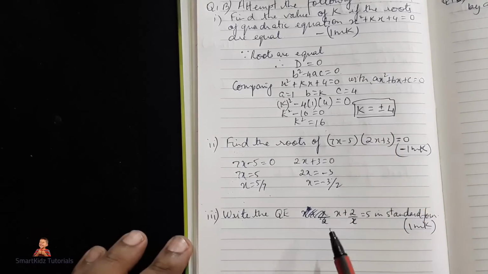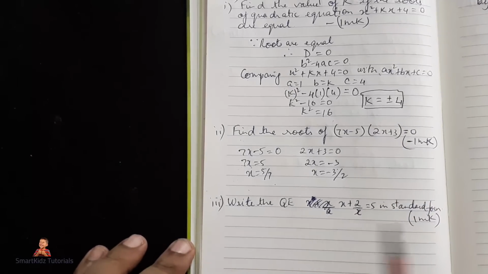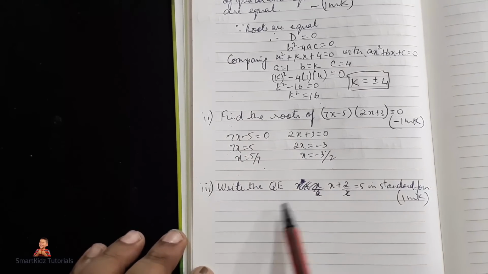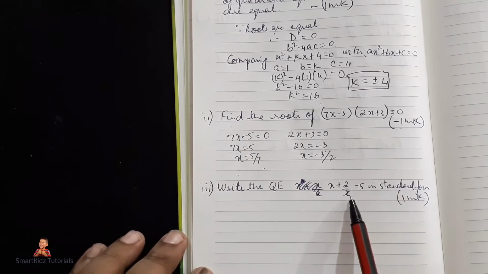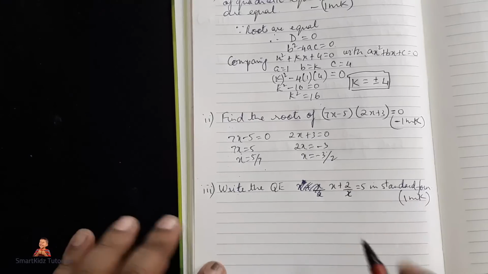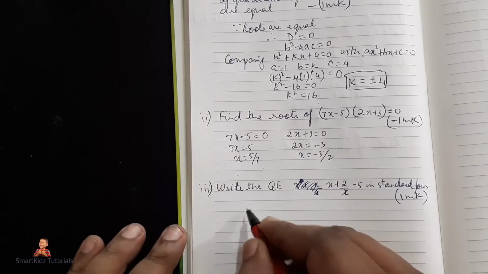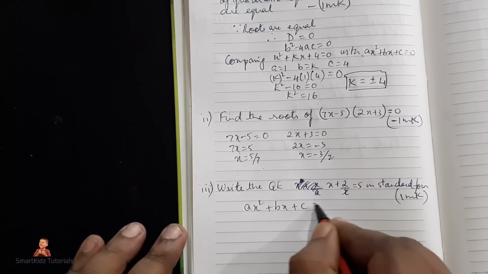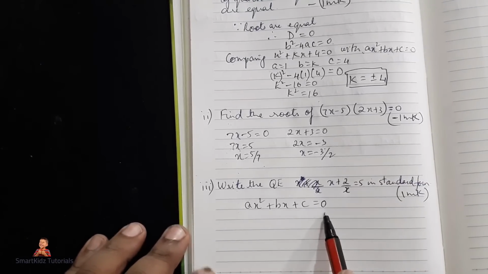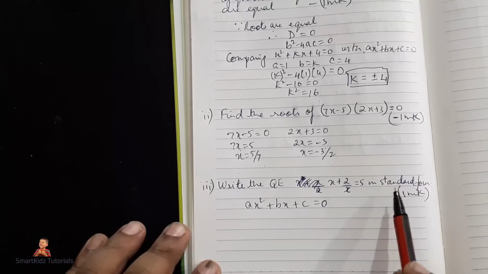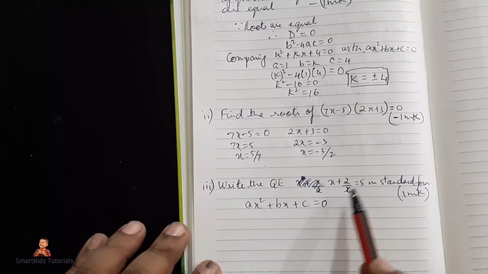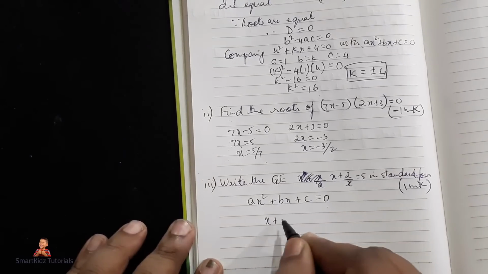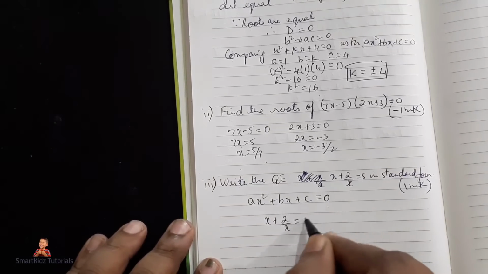For 1 mark again. And the third question under question 1b, write the quadratic equation x plus 2 upon x equal to 5 in standard form. Standard form of a quadratic equation is this way: ax square plus bx plus c equal to 0. This is the general standard form. We are told that we have to write this particular quadratic equation. So what we need to do is get it in that form: x plus 2 upon x equal to 5.